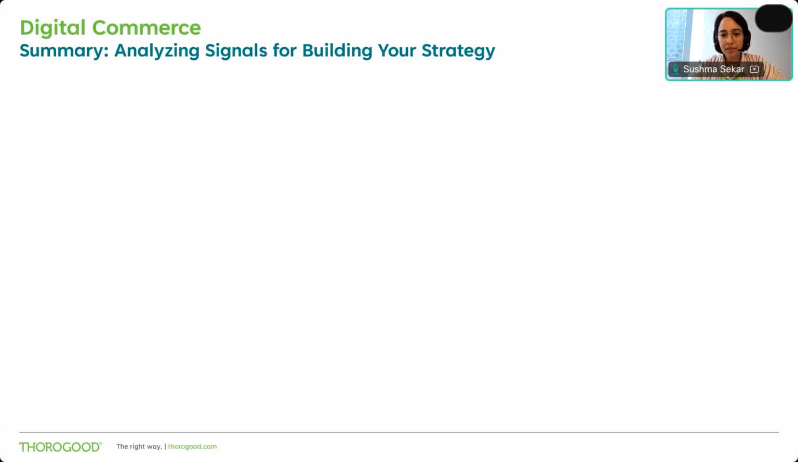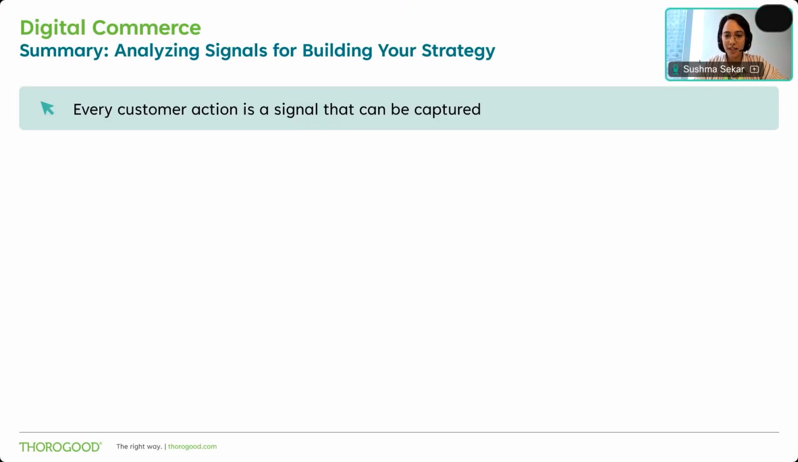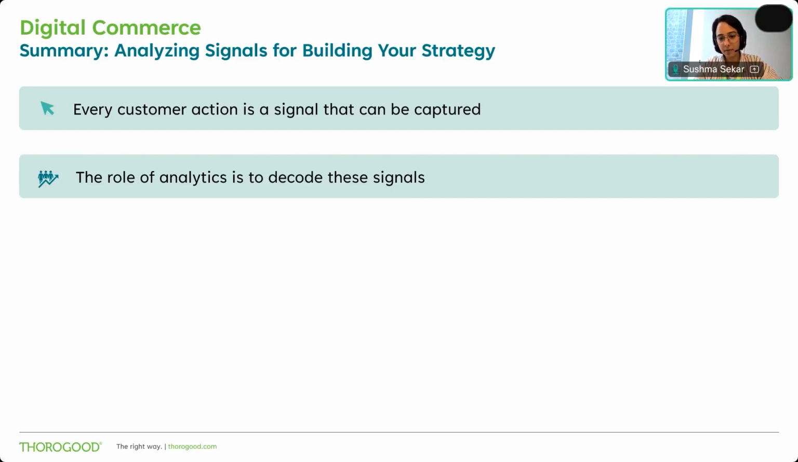So let me summarize what we've seen today. Every customer action is a signal to indicate what's working and what isn't. And when their interactions are online, you can capture them through digital commerce mechanisms. And when you analyze them, you learn their behavior and decode what it might mean.